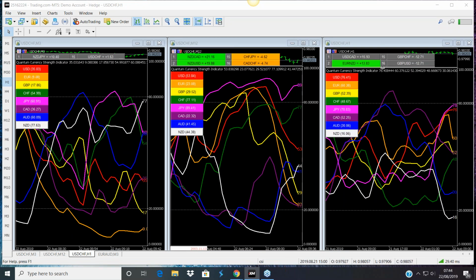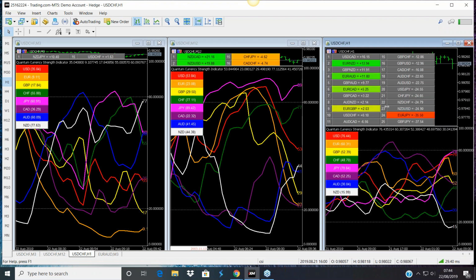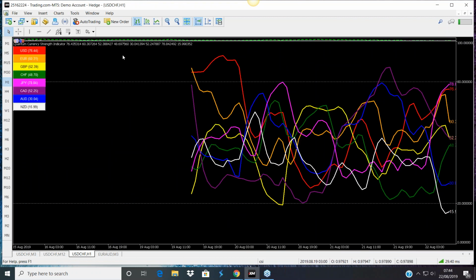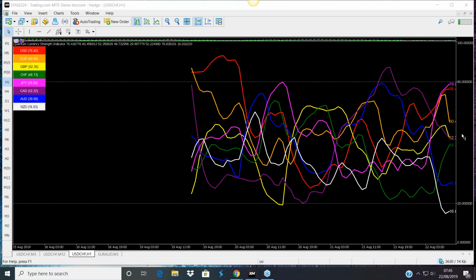Right, this is the hourly CSI. I actually have two indicators on this chart. I have the CSI itself, which, as I said, tells me what the individual currencies are doing. At 6 o'clock this morning, when I turned on my computer, this is what all these lines tell me about what had been happening in the markets.